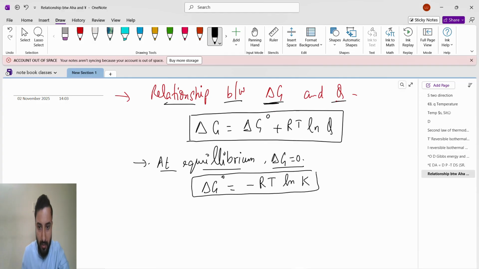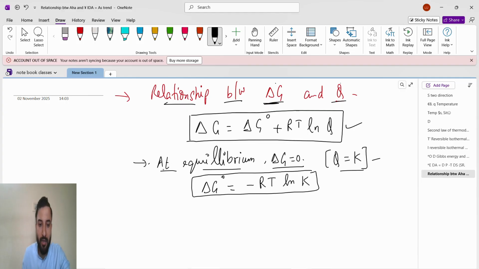ln K. Now you can ask, sir, why are we writing K? Because at equilibrium what will happen? The reaction quotient will become K. K means equilibrium constant. The reaction quotient will become the equilibrium constant. So we know the relationship between Gibbs free energy and reaction quotient is delta G equals delta G naught plus RT ln Q.